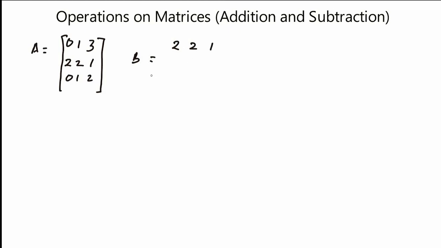Let me just push that up. Then we can look at one more last example. We're given a matrix A, which is 0, 1, 3, 2, 2, 1, 0, 1, 2. And a matrix B, which is 2, 2, 1, 2, 1, 0, and 1, 1, 2.